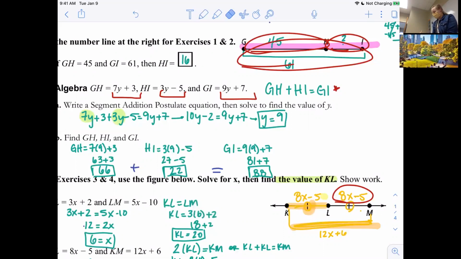So I wrote my statement using letters right here, and then I replaced everything with expressions. And then you have basically an algebra 1 equation where you combine like terms, move all the variables to one side, move all the constants to the other side. Once I find y equals 9, then I plug that in and solve for GH, HI, and GI. And then you can check yourself to see if those answers work out and are correct.